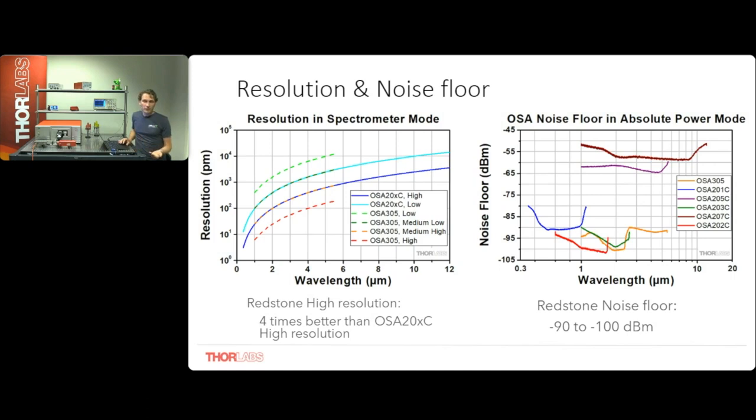We have five different models for the OSA 200 series, and we have one model in the OSA 300 series. The one I'm showing you right now is the orange plot at the very bottom here. You can see it has a very low noise floor, which is basically a measure of the lowest signal we can detect with the instrument. So low noise floor is good. And we also have a very wide range because we have two different detectors which cover different wavelength ranges, and then we stitch the spectra together.